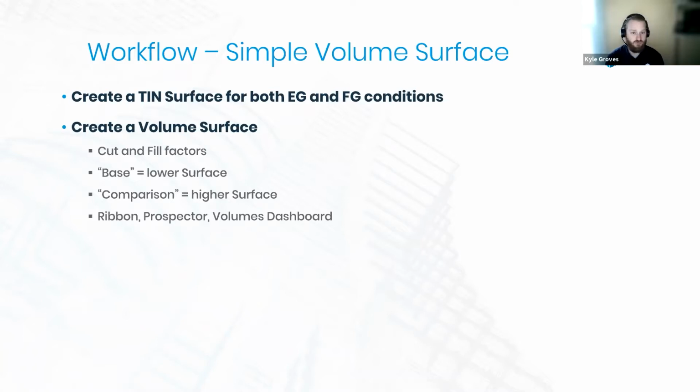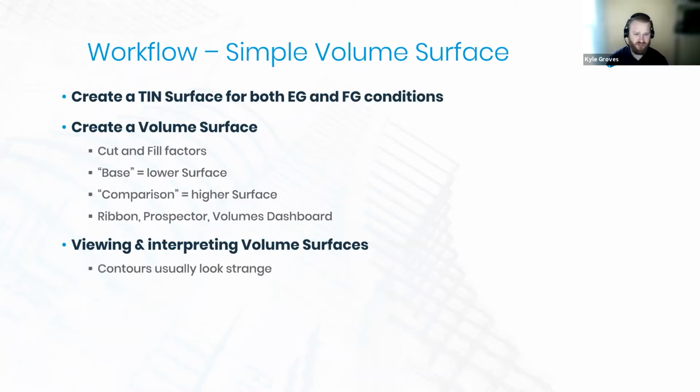We're going to cover a couple of different places inside the software where we can create these volume surfaces. We've got our ribbon and our prospector as usual. And then there's a nice little volumes dashboard that we can find under the Analyze ribbon. We'll look at viewing and interpreting these volume surfaces, and just be aware that if you create a volume surface between 2 surfaces that are kind of close together, like our EG and our FG here, those contours are going to look very strange.